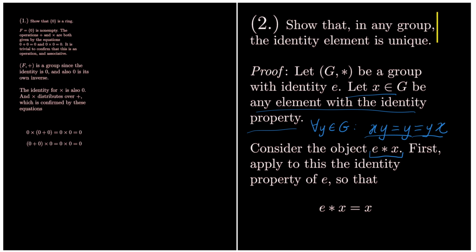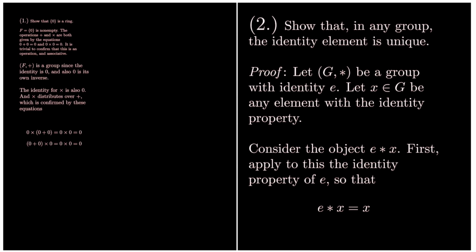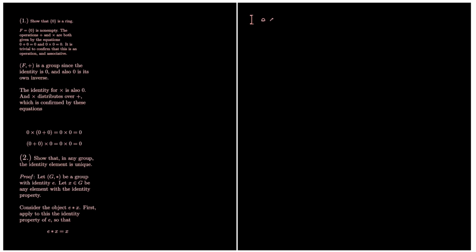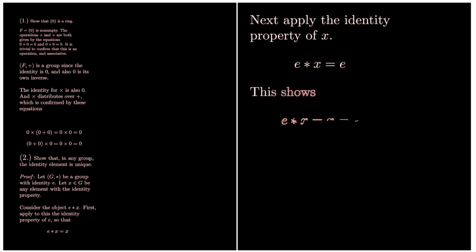Now, since this has E, the identity element, then if we use the very property that defines it, it can just go away. And so EX is equal to just X. So that's using the identity property of E. Let's next also use the identity property of X in the same expression. And when we do that, we see that EX is also equal to E.